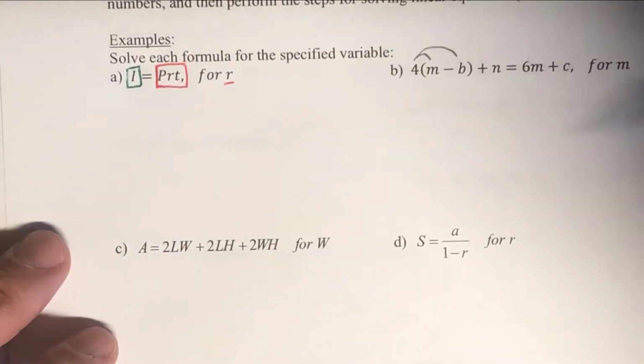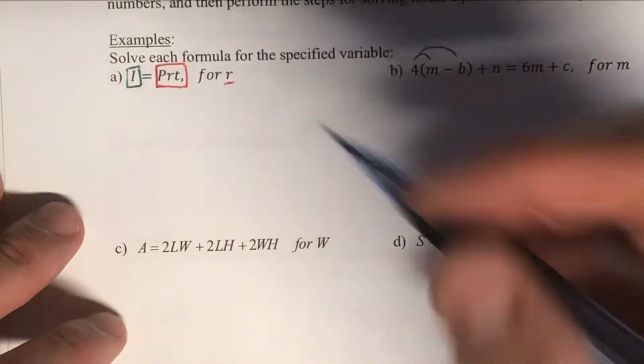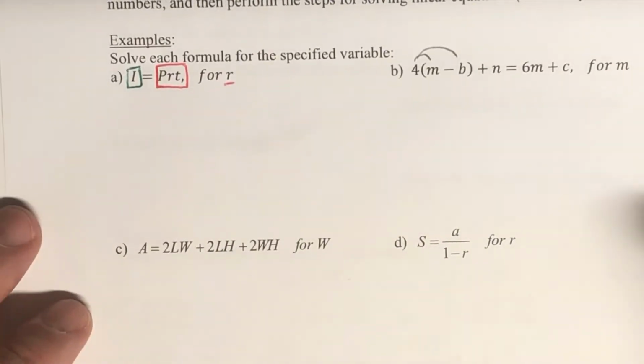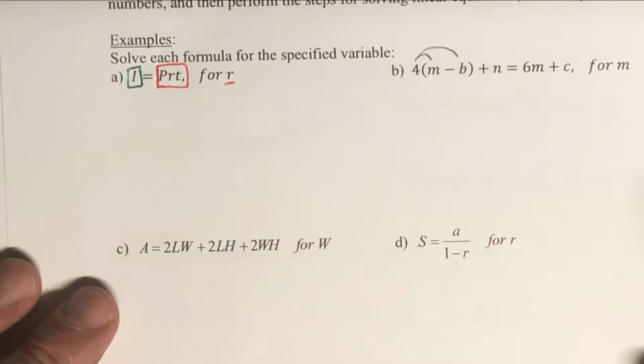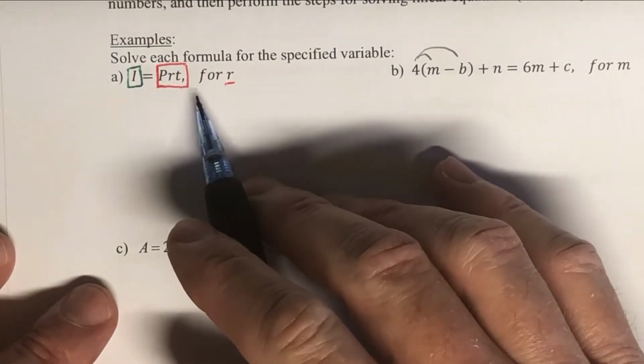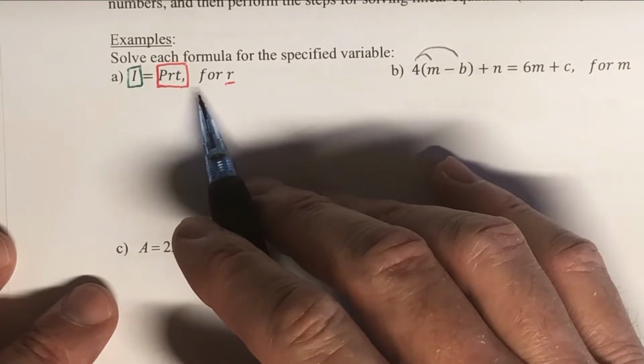That's what I was saying earlier. Pretend like that's a 12 or something like that. It just helps you visualize how it's similar to the linear equations that we've done before. Now, how do we go about getting r by itself?